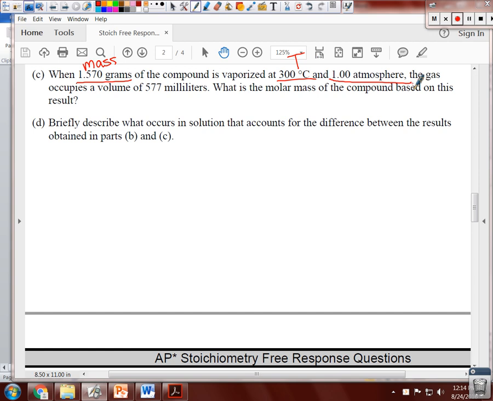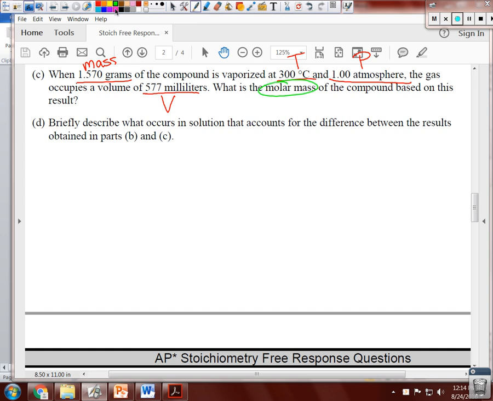What is 1 atmosphere? Pressure. And then they give you milliliters. That is a volume. And then all of a sudden they tell you they want the molar mass of this thing? So, now that we know about kitty cats and what they do with their pee, we can now figure out what the molar mass of a gas is.